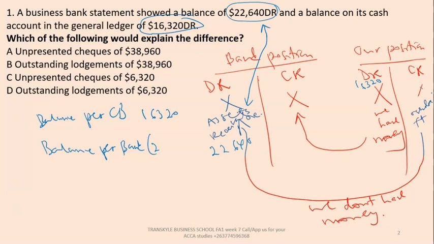In the eyes of the bank, it is an asset, which it has loaned us. We overdrew the balance, so we are owing the bank money. We have to repay that money. So the bank has an asset, and basically it's a negative balance to us, 22,640. You can see that there is a difference from positive 16,320 to negative 22,640.